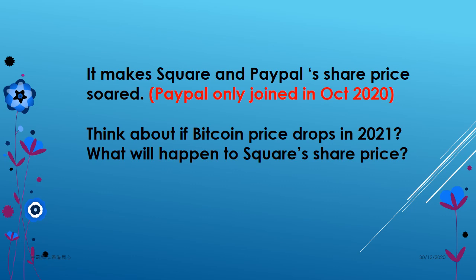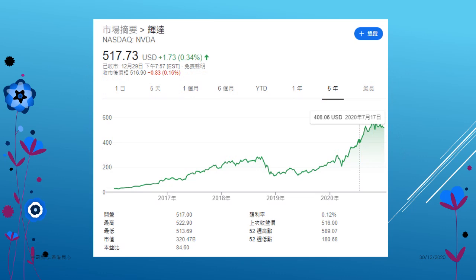But how about if Bitcoin's price drops? If Bitcoin's price drops, that means Square's stock price will drop sharply. We don't know, so be careful on that. So it can be explained that Square is a monopoly on Bitcoin, as well as its property rising up. But the point is it's not the net profit rising up, so the PE is so high.